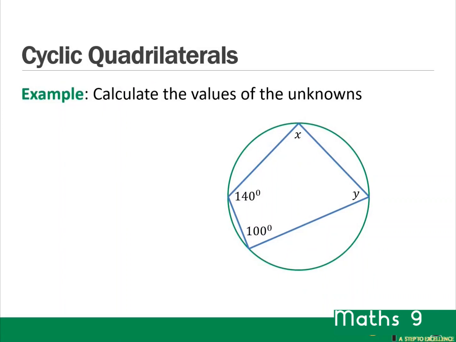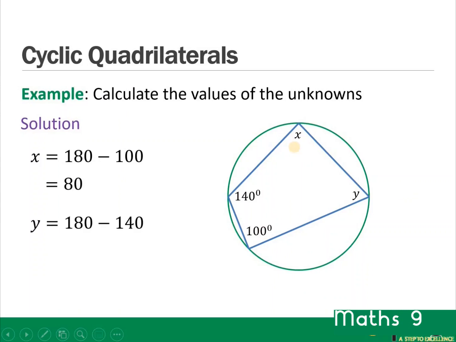Example. Calculate the values of the unknowns. X is 180 minus 100, which is 80, because x and 100 are opposite angles, so they add up to 180. And y is 180 minus 140, which is 40.